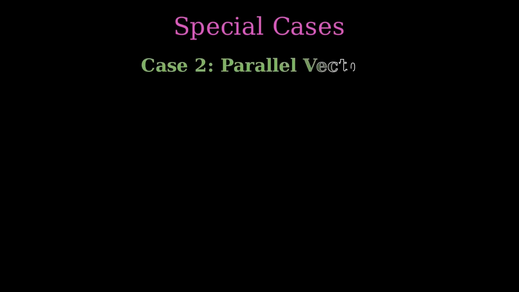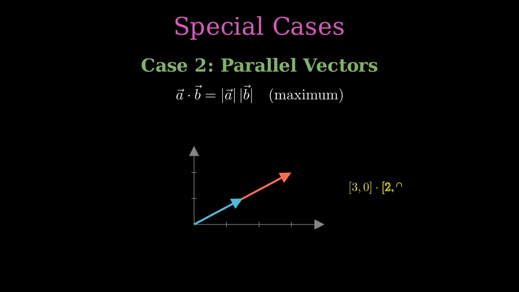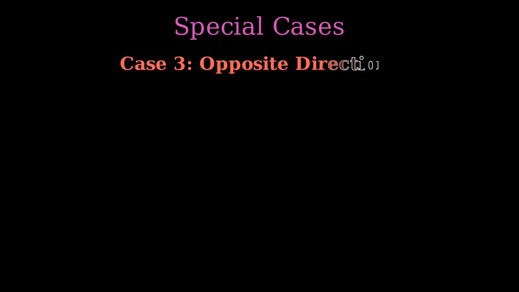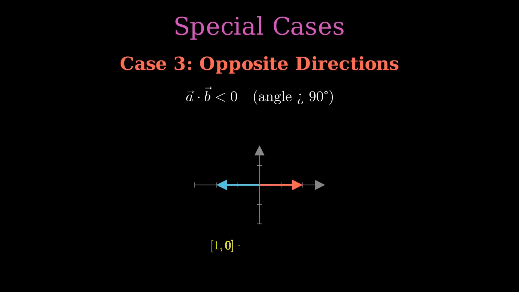When vectors point in the same direction, the dot product is maximized. It equals the product of their lengths. When vectors point in opposite directions, the dot product is negative. This tells us the angle is greater than 90 degrees.